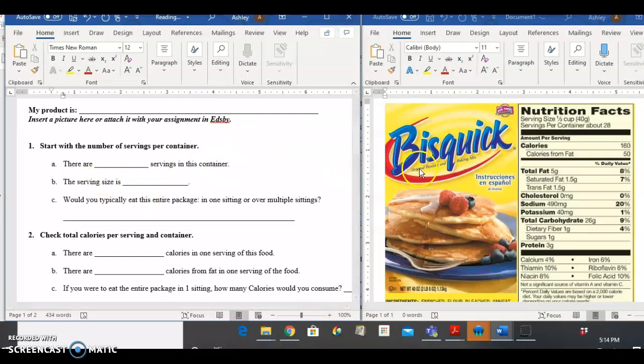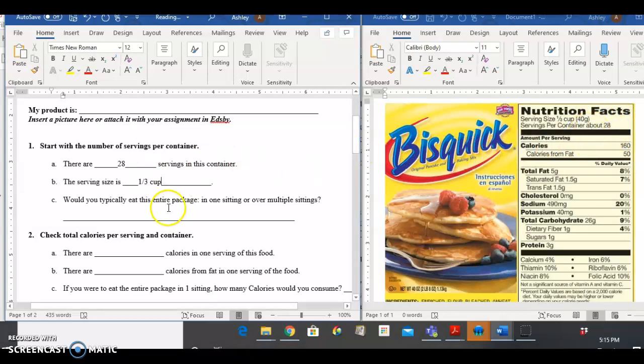You want to start with looking at the number of servings in a container. Servings per container is about 28, so here I would type in 28. The serving size is, well, what would be considered a serving? That would be 1/3 of a cup. And you can see that there's about 28 servings per container.